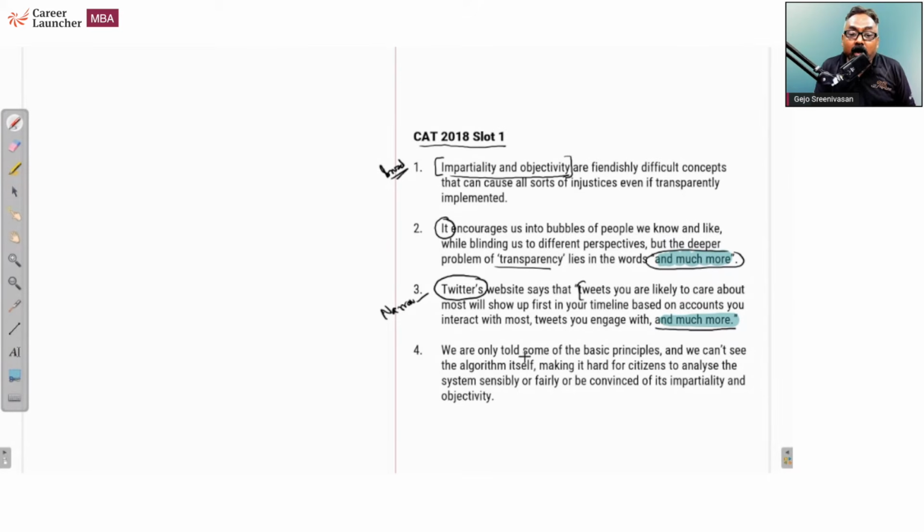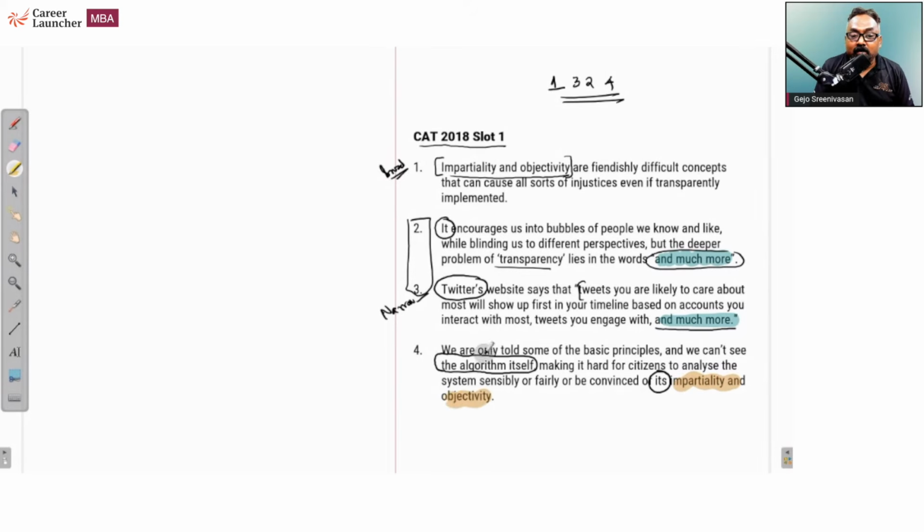We are only told some of the basic principles, and we can't see the algorithm itself. The algorithm. Ladies and gentlemen, what algorithm? Who will have an algorithm here? This first sentence does not have an algorithm. Twitter has an algorithm. So the story is done. One is a start. 3, 2 is a block. And the conversation ends with 4. We are only told about some basic algorithm, making it hard for citizens to analyze the system sensibly or fairly to be convinced of its impartiality and objectivity.